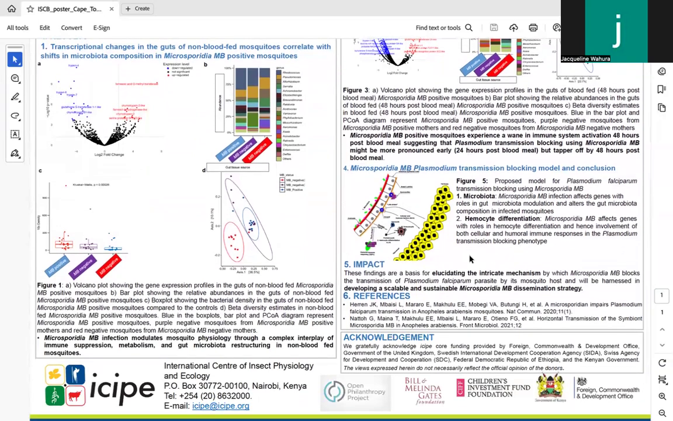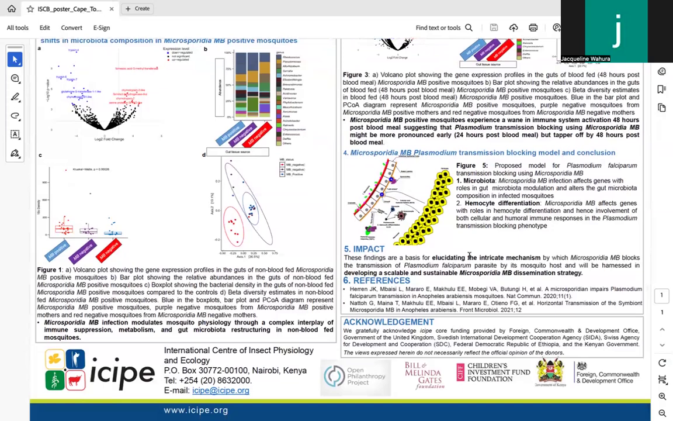In a nutshell, it is evident that Microsporidia MB plays a role in modulating the gut microbiota, and it does this by favoring microbes that have a Plasmodium transmission blocking phenotype, specifically those associated with the immune system activation. In addition, we've observed that Microsporidia MB affects factors that are associated with hemocyte differentiation, indicating that Microsporidia MB impairs the transmission of Plasmodium by activating both the cellular and humoral immune responses.